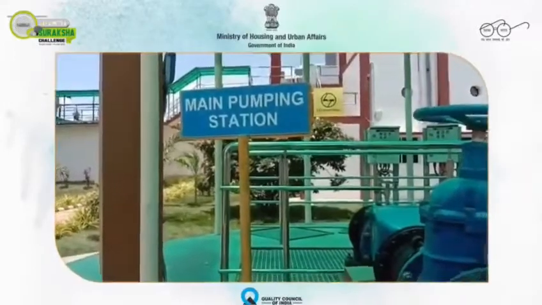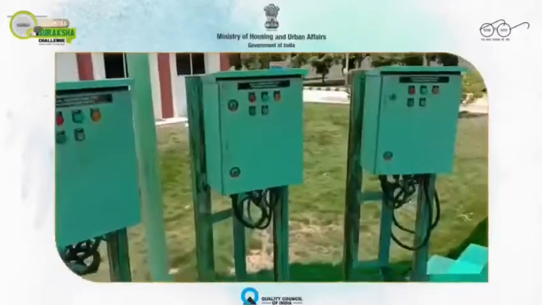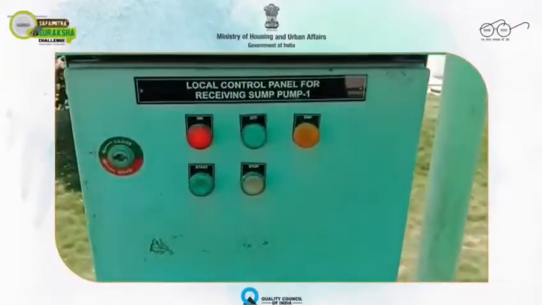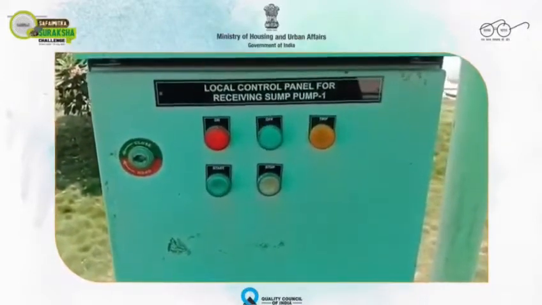This is the main pumping station. These three are the submersible pumps, and these three are the control panels of the three pumps. Here the submersible pump is in on condition, and the indication is on.